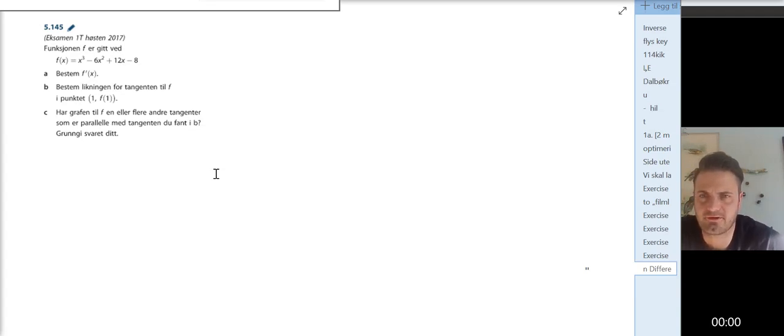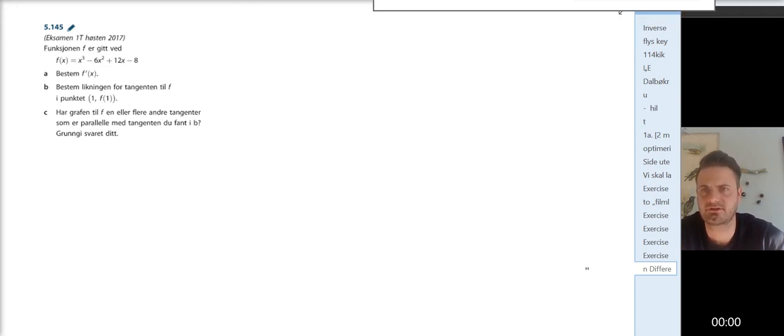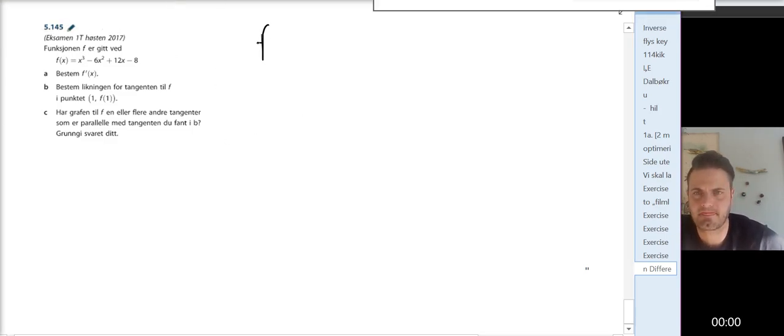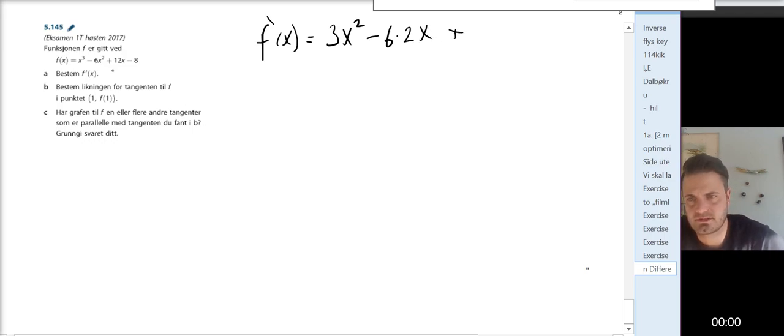Exercise 5.145. The first thing we should do here is to find the derivative of this function, or the gradient function, or stigningstalfunction, or what you would like to call it, and that should be fine. We just move the number 3 down here, so we get 3 times x to the power of 1 less than 3, 2. Keep my constant 6, move down 2, so I get 2x, and plus the derivative of 12x is 12. And the number minus 8 disappears, so we get 3x squared minus 12x plus 12.